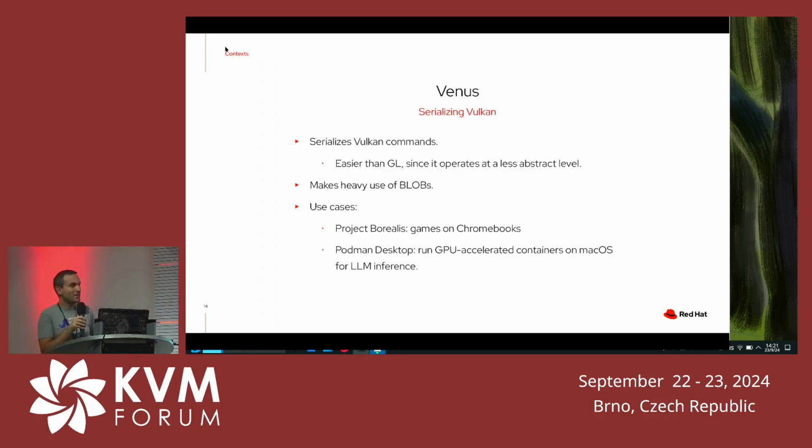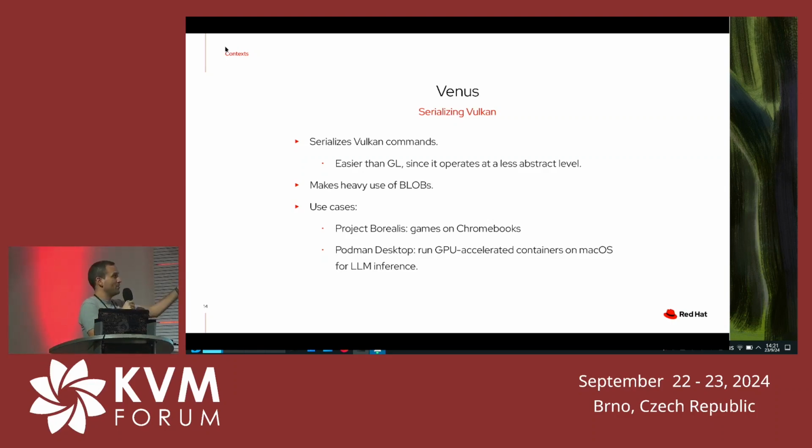Okay. Having said that, let's jump directly into the contexts themselves. The first one I'd like to talk about is Venus. Venus is basically a transport for serializing Vulkan commands, Vulkan instructions. Now, I'm not an expert on OpenGL nor Vulkan, but I have been told that Vulkan is more friendly towards serialization than OpenGL, basically because it operates at a lower abstraction level, so the semantics are clearer and simpler and easier to serialize and marshal.